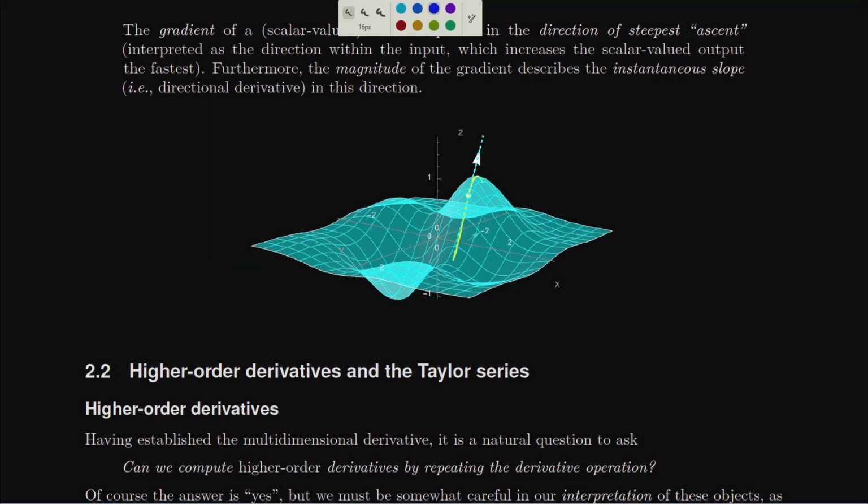Anyway, here's a lovely picture of specifically the gradient at this point. You can tell it's pointing straight up the mountain. So that is what I would like you to remember.